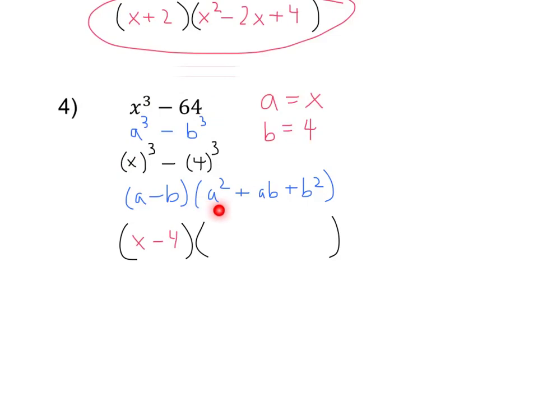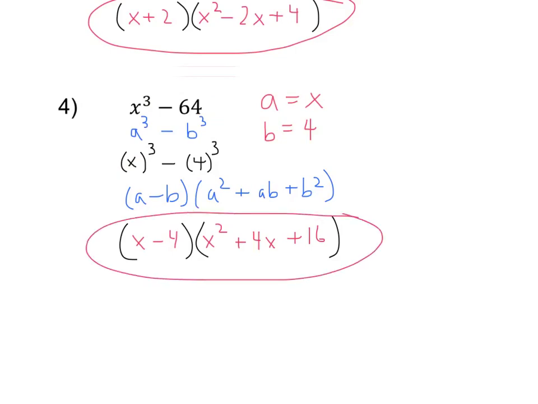Now I need a squared. A was x, so this is just going to be x squared. And then it's plus a times b, which is 4x. And now we need b squared. B was 4, so this would just be plus 16. And this right here is our answer. Okay, so we're saying that this is the factored form of this, because these two things, if you multiply them together, would get you back to this.